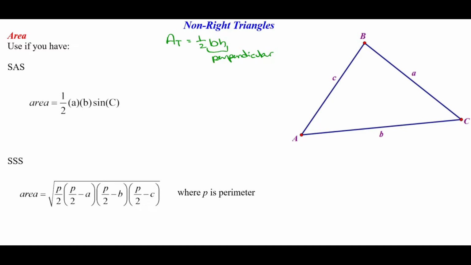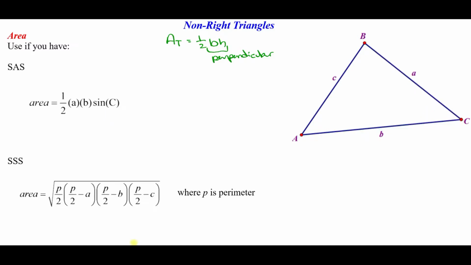So if we have a side angle side situation, so I have two sides, so let's say we have side A and side B here, and then we have to have angle C. So it has to be two sides and then the angle included in between those two sides. And if that's the case, then we can use this formula: 1/2 A times B, so the product of the sides, and then times the sine of the angle in between them.